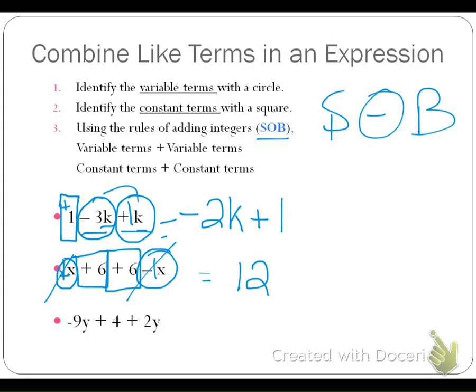Let's do your last example again. Identify your terms with circles and squares. Here you should have a variable term, a constant term, and a variable term. Then you're ready to combine your like terms. We have two variable terms that we can combine, so we need to use the rules of integers. Same signs add. In this case, they're opposite signs, so we have to subtract. 9 minus 2 is 7, but the bigger sign wins. 9's bigger, so its sign wins the sign war. Keep its last name, a y.